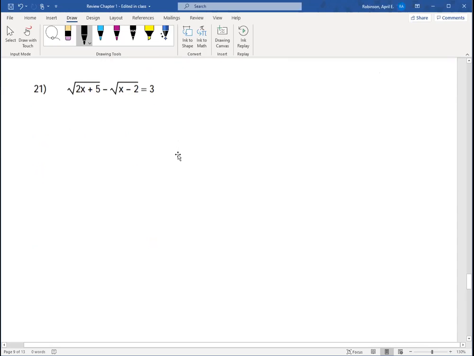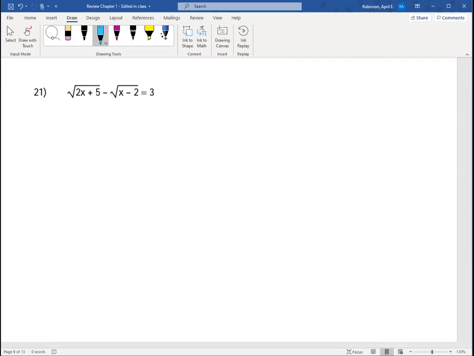So I am going to, since I have a minus square root of x minus 2, I'm going to add square root of x minus 2 to both sides. Cancels out there. I'm just going to be left with the square root of the 2x plus 5 on the left side of the equal sign. And on the right side, I'll just have 3 plus the square root of x minus 2.